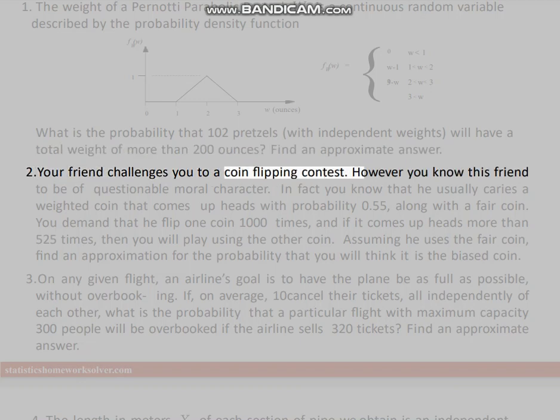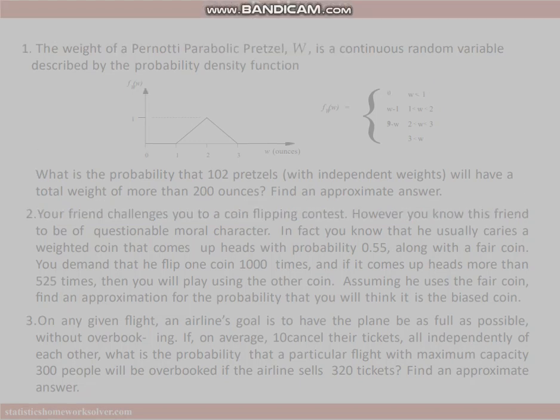2. Your friend challenges you to a coin flipping contest. However, you know this friend to be of questionable moral character. In fact, you know that he usually carries a weighted coin that comes up heads with probability 0.55, along with a fair coin. You demand that he flip one coin 1,000 times, and if it comes up heads more than 525 times, then you will play using the other coin. Assuming he uses the fair coin, find an approximation for the probability that you will think it is the biased coin.